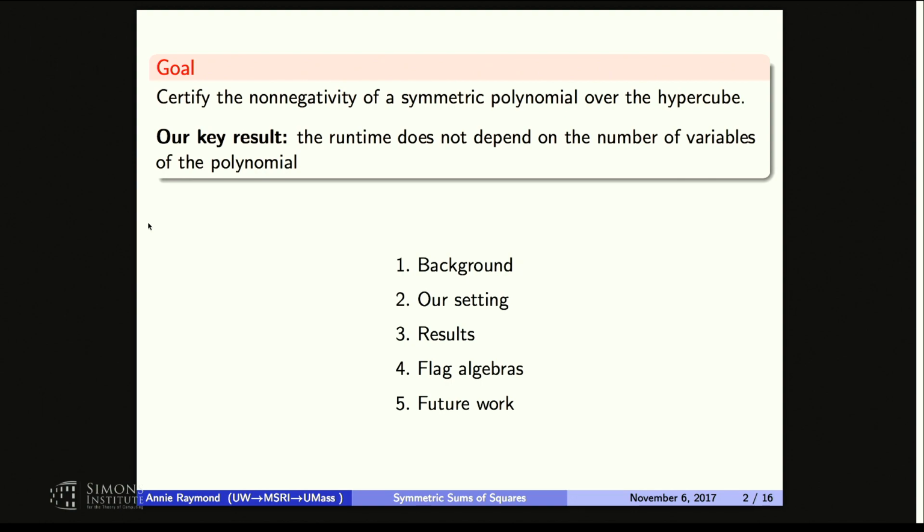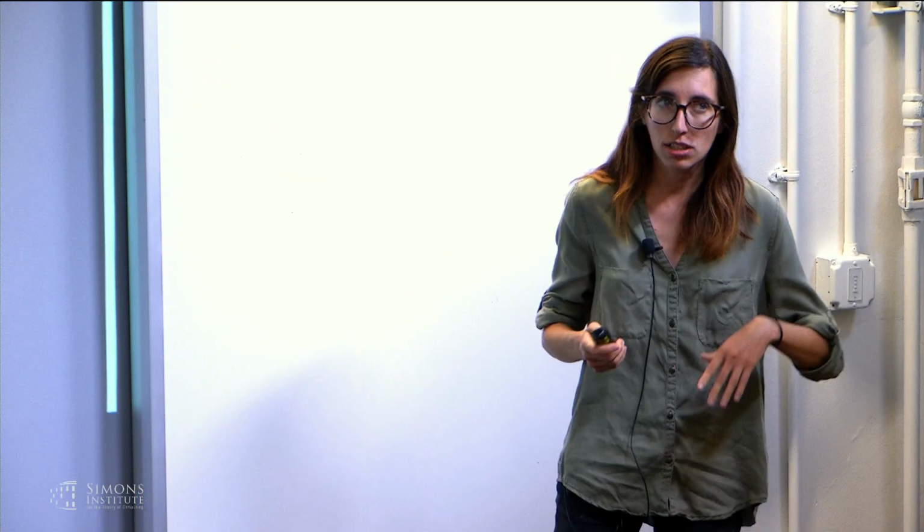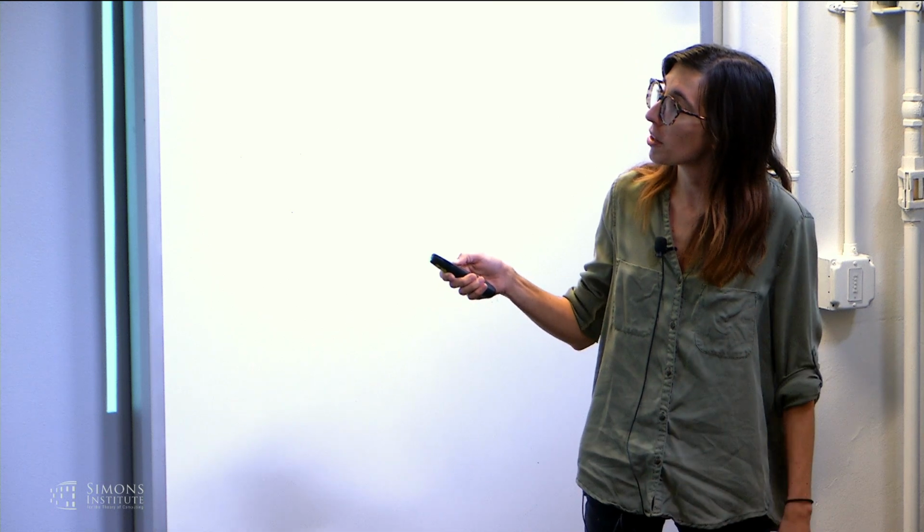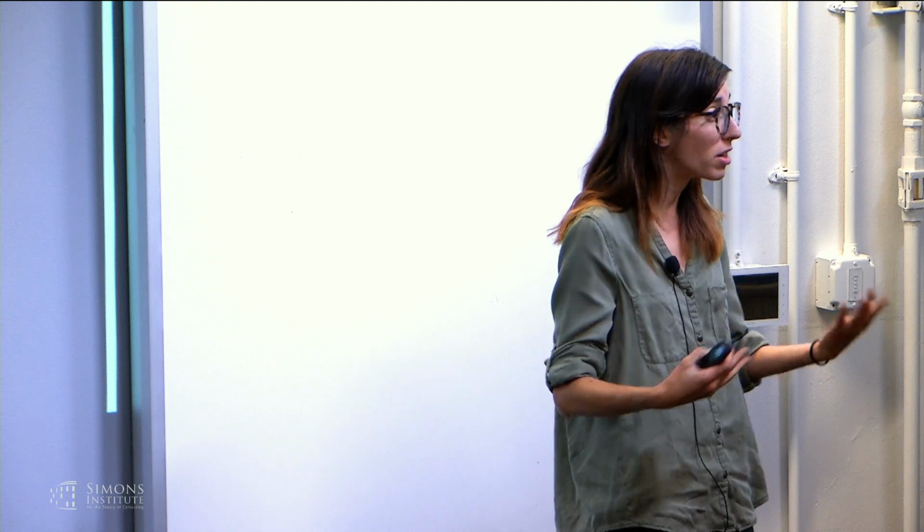So I'll first give you a little bit of background. I'll tell you about sums of squares modulo an ideal and how usually the runtime there does depend on the number of variables. And then I'll specify our setting where your polynomial is symmetric and you're over the hypercube. And I'll try to justify that it's actually a very natural setting. And then I'll move on to our results and prove exactly this. And if there's time, I'll tell you a little bit how all of this relates to the work on flag algebras of Sasha Razborov.